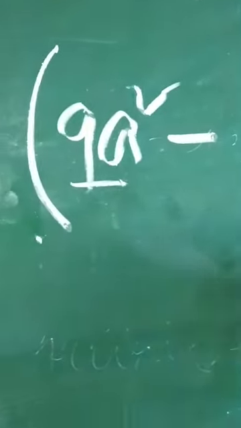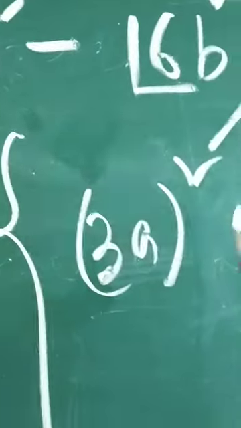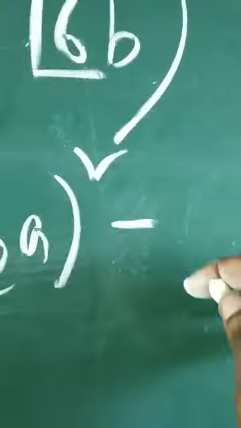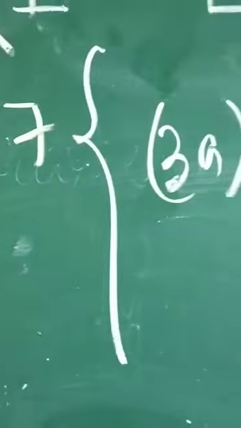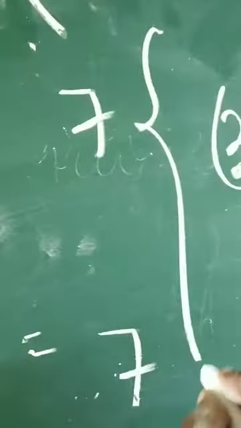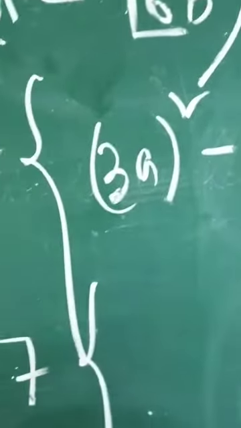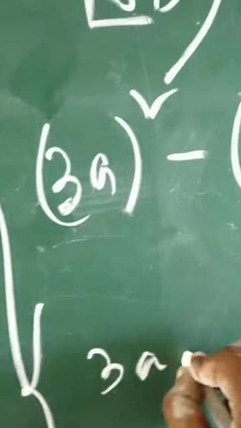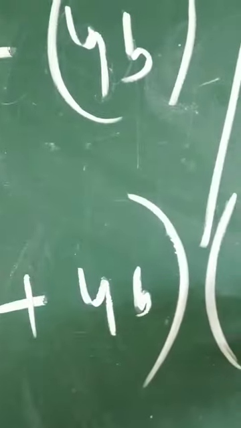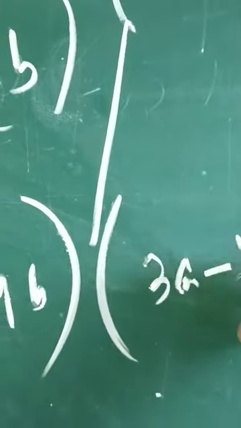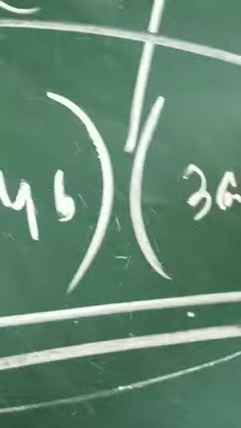Now I can factorize this. I'll write 7. 9a square, I'll express in the form of 3a whole square. And 16b square, I'll express in the form of 4b whole square. No problem. Now let this 7 be as it is. Now the a square minus b square identity can be utilized over here. The formula is a plus b into a minus b. That's all. This is what my answer is all about.